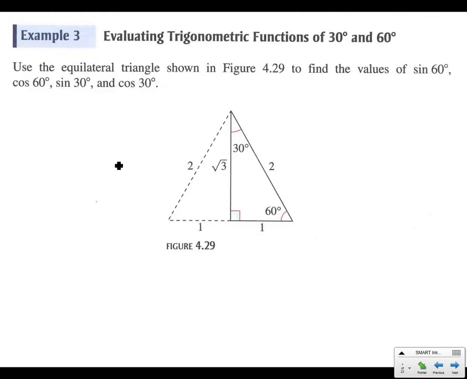All right, example 3. Use the equilateral triangle. Remember, equilateral means that the two outside angles are going to be the same, and then the bottom is also 2. So all the sides are the same. Equilateral, all three sides the same. Find the values of sine of 60, cosine of 60, and sine 30 and cosine 30. All right, so if we have 1, 2, and root 3, we're really just dealing with this triangle here.